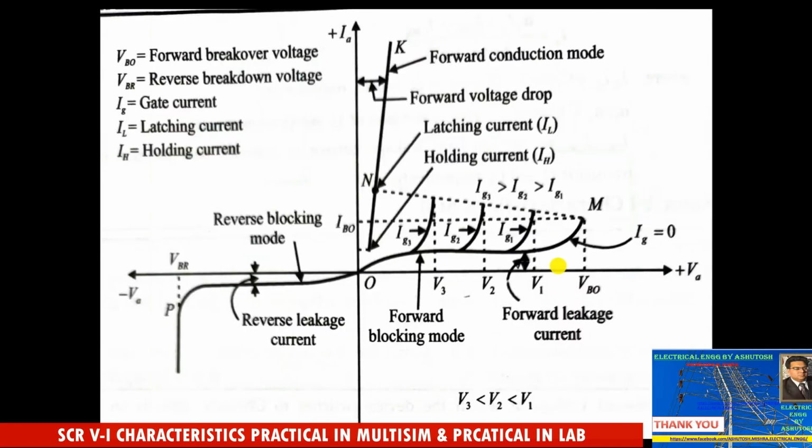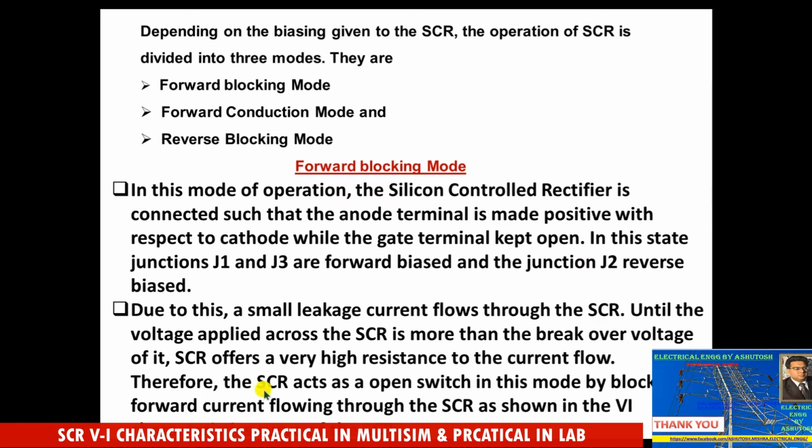Okay, forward breakover voltage. So in this state, junctions J1 and J3 are forward biased, but J2 is reverse biased. So what happens guys, due to this forward voltage, a small leakage current flows through the SCR, and until the voltage applied across the SCR is more than its breakover voltage VBO, the SCR offers very high resistance to the current flow. Therefore, the SCR acts as an open switch in this mode by blocking forward current.